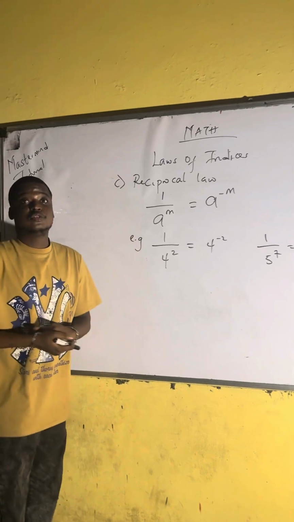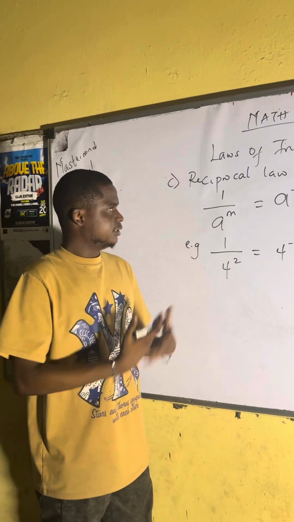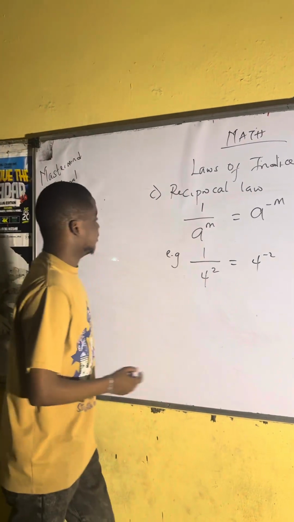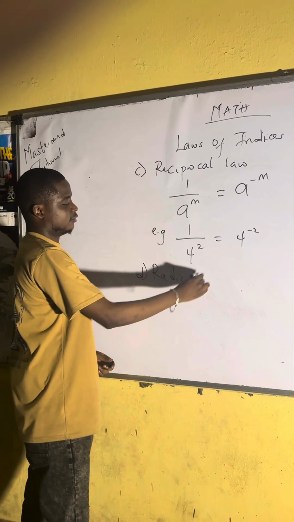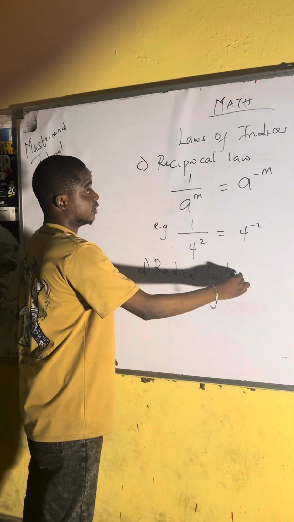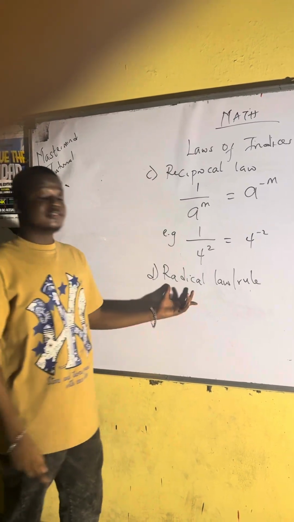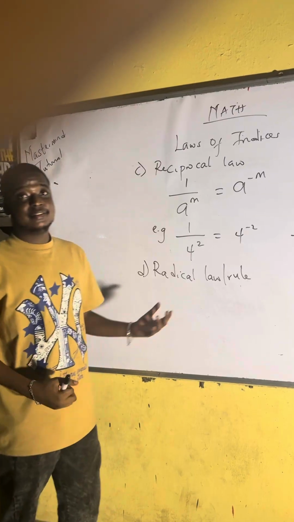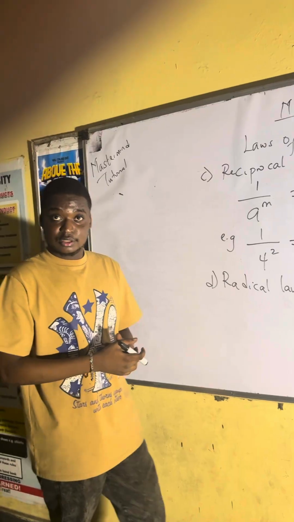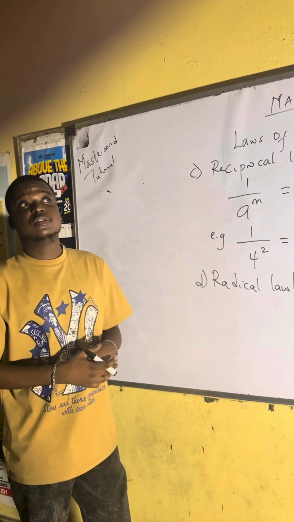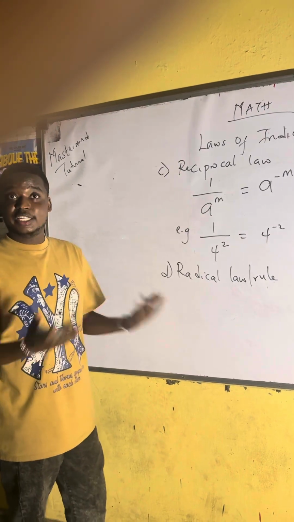So another important law that you also need to note is what I like calling the radical law. Now let me write it here. You have the radical law, or the radical rule. Now the word radical in maths can be simply expressed as something that has a square root. It can be square root, can be cube root, can be any root.